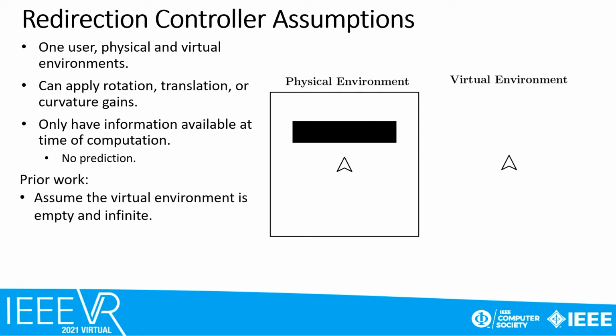This is usually done because the virtual environment can have one of an infinite number of layouts, so it's not feasible to test algorithms in every virtual environment. However, this assumption limits a controller's ability to avoid collisions because a large portion of information that is relevant to the locomotion problem is essentially being ignored.